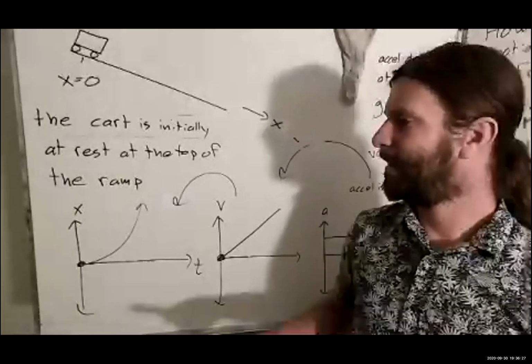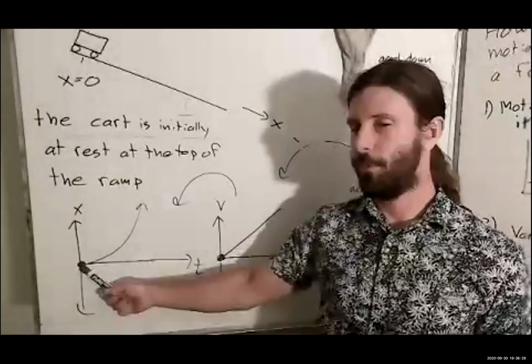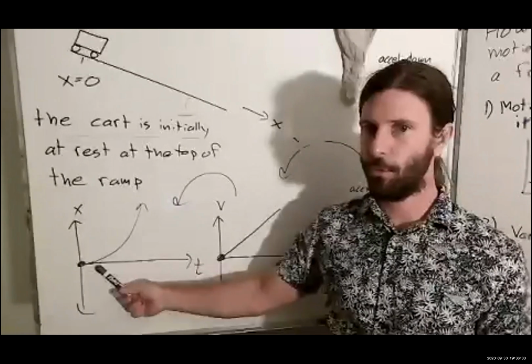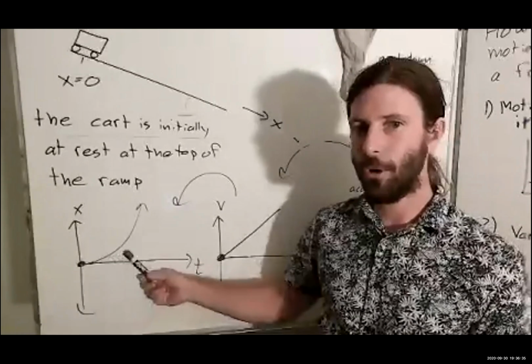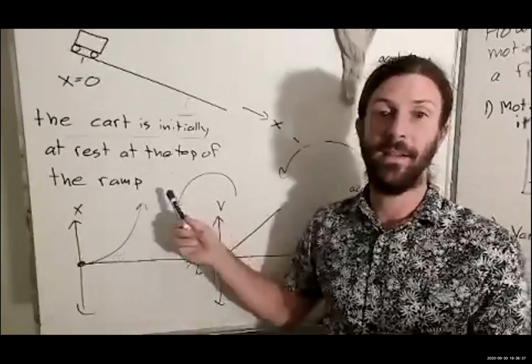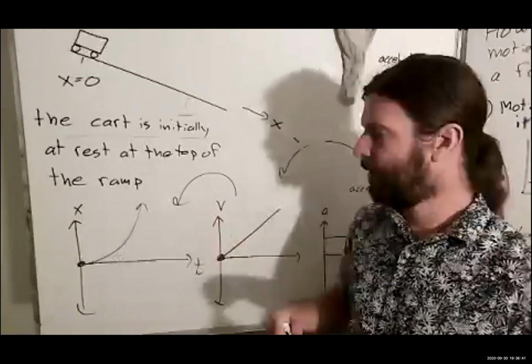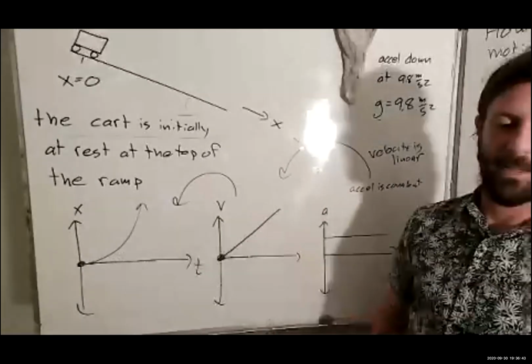And that makes sense because notice at first it moves kind of slow. The slope is pretty horizontal. And then the slope increases as it speeds up down the ramp here. So that makes sense.